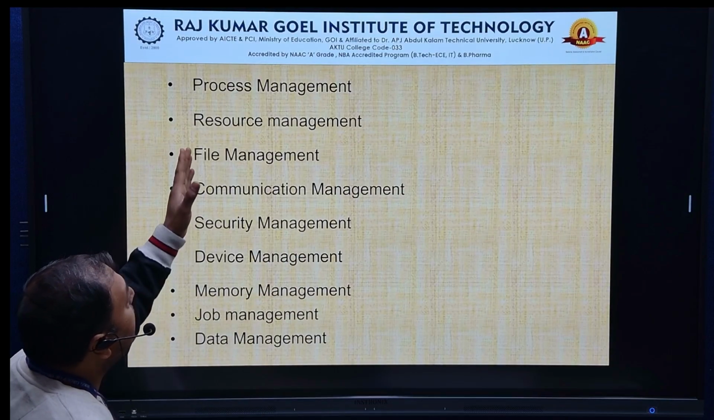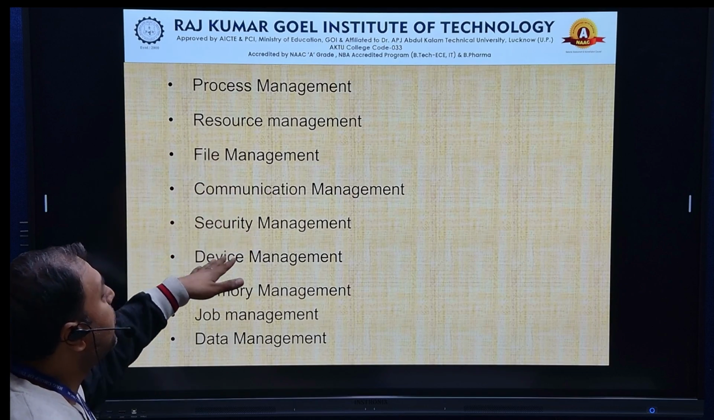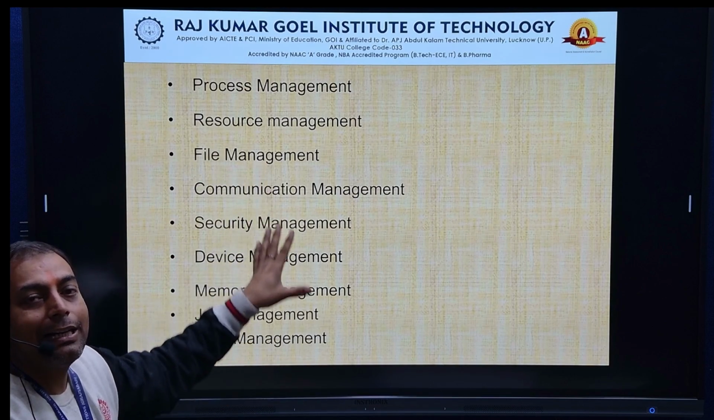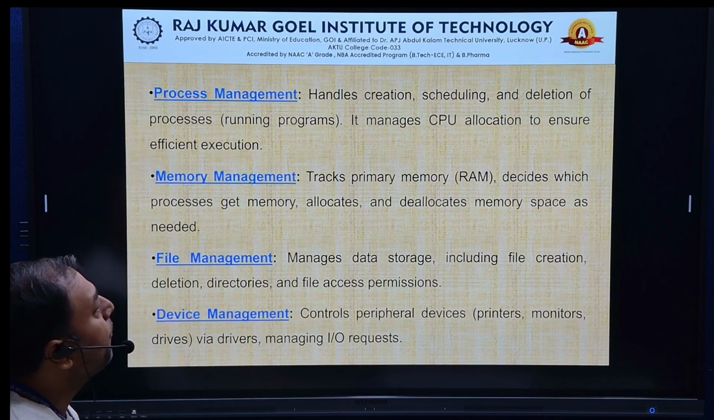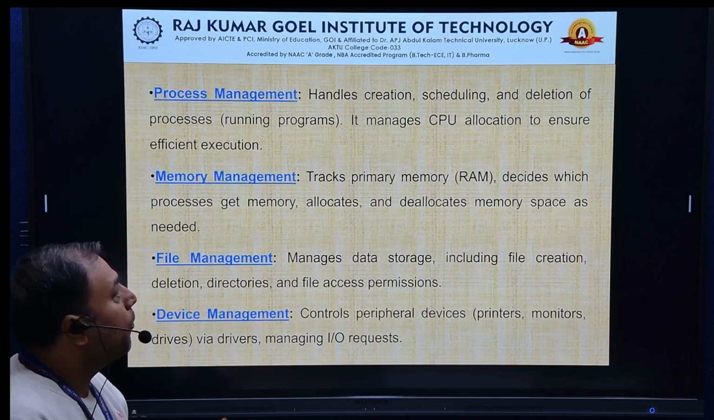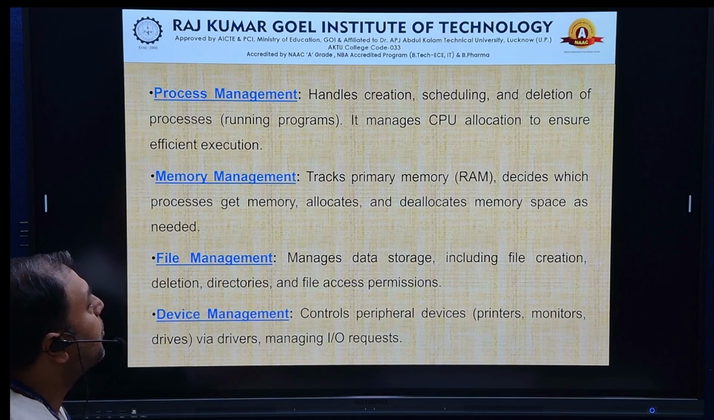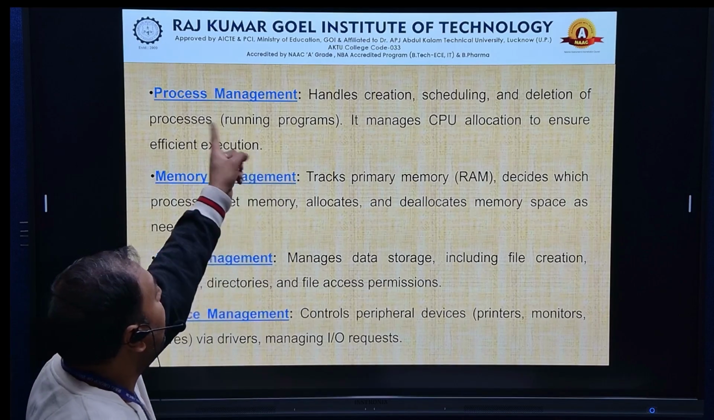Now these are the functions of the operating system: process management, resource management, file management, communication management, security management, device management, memory management, job management, and data management. These are the functions done by the OS. Process management is the basic concept of creating and handling processes and deleting a process when it is not being used at running time. That is process management.